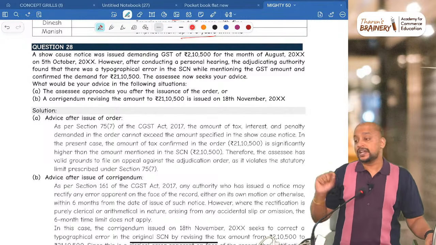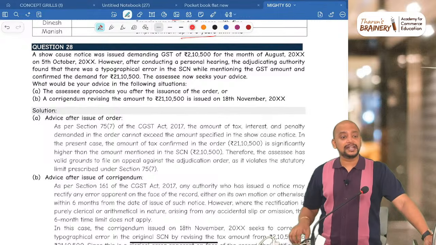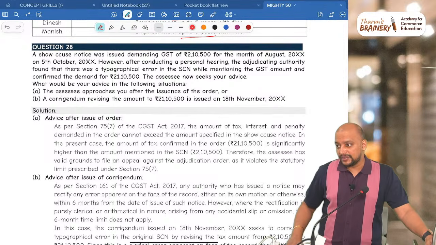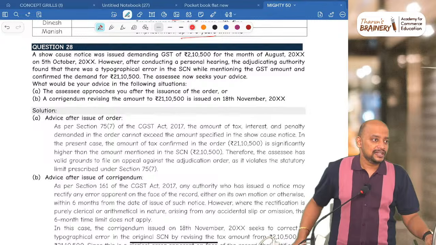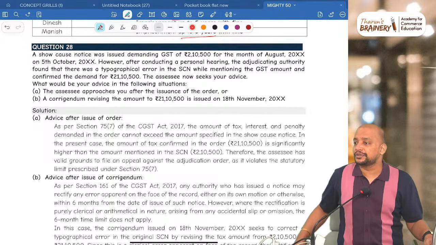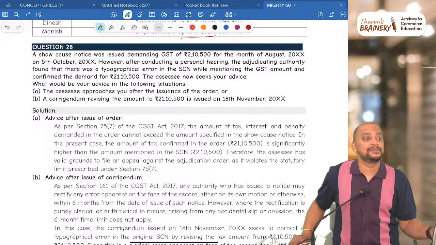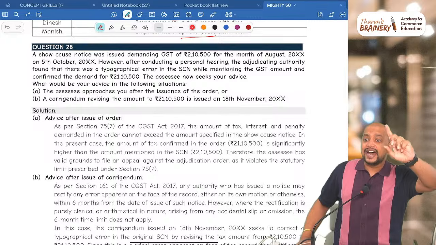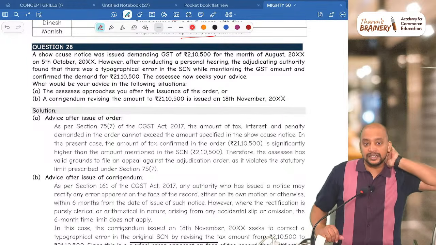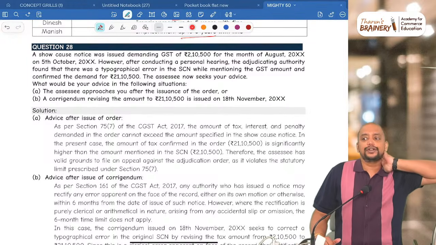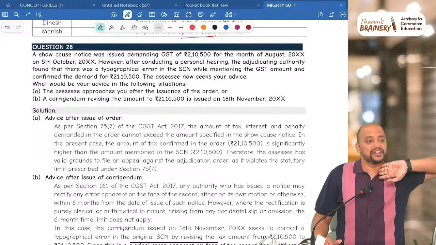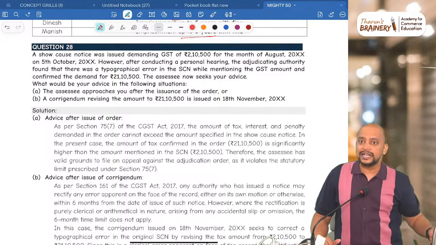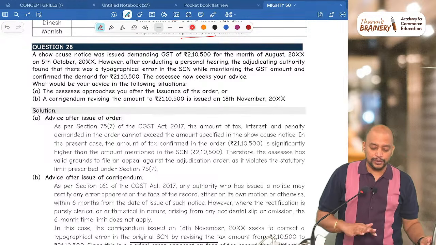But there is one exception. If the error is a typographical error or an arithmetical error, then there is no time limit to rectify. That 6 months time limit is not applicable. In this case it is an arithmetical or typographical error. Due to that reason there is no time limit for rectification and they can rectify the notice, and accordingly we need to pay the amount of 21,10,500.